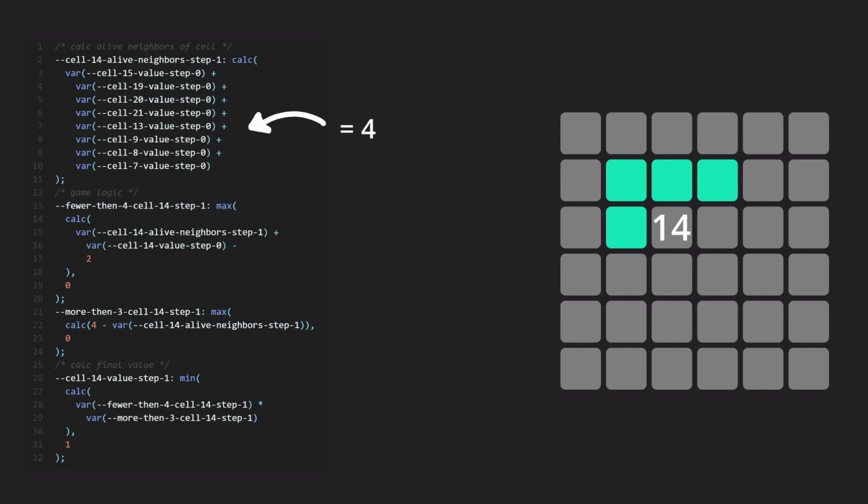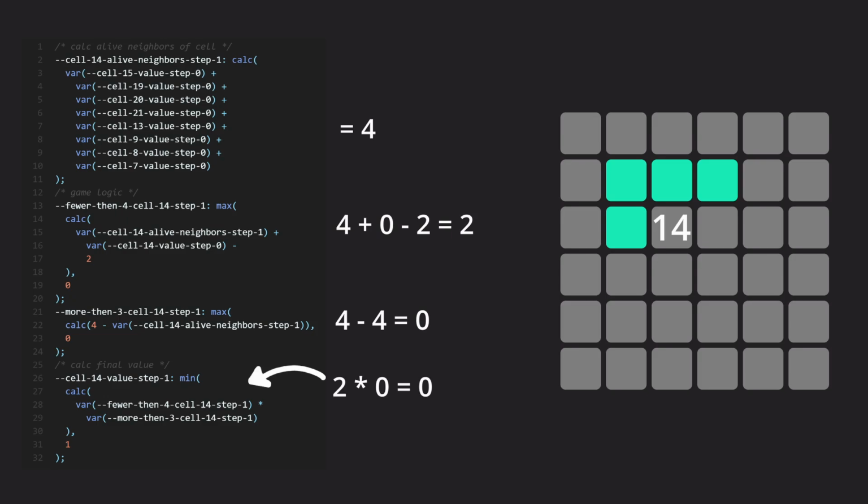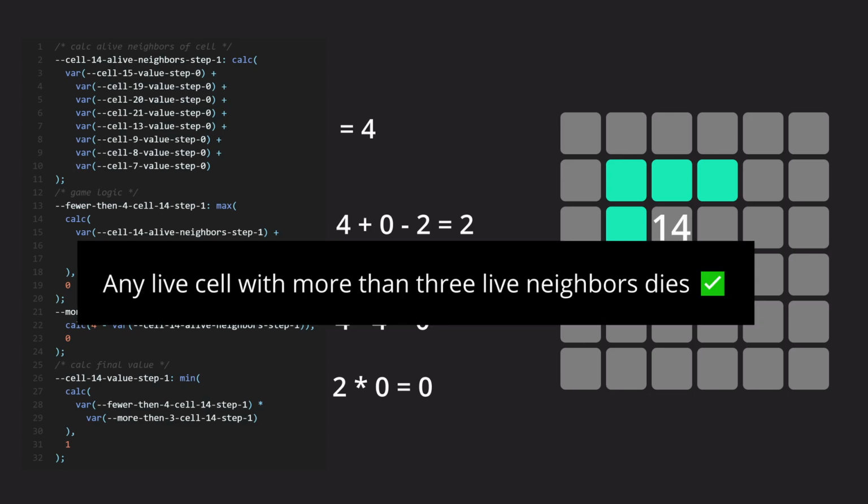In this example, cell 14 has 4 alive neighbors. Fewer than 4 therefore calculates 4 plus 0, because our cell is currently dead, minus 2, resulting in 2. More than 3 calculates 4 minus 4 equals 0. By multiplying both values, we get a result of 0 for the first iteration. This satisfies Rule 3 of a cell dying of overpopulation.